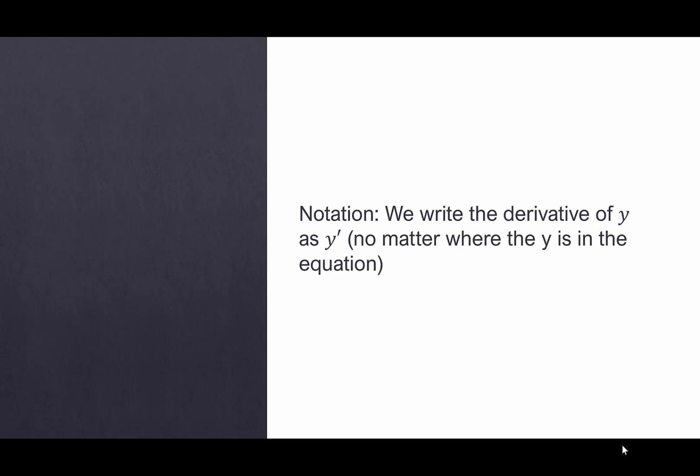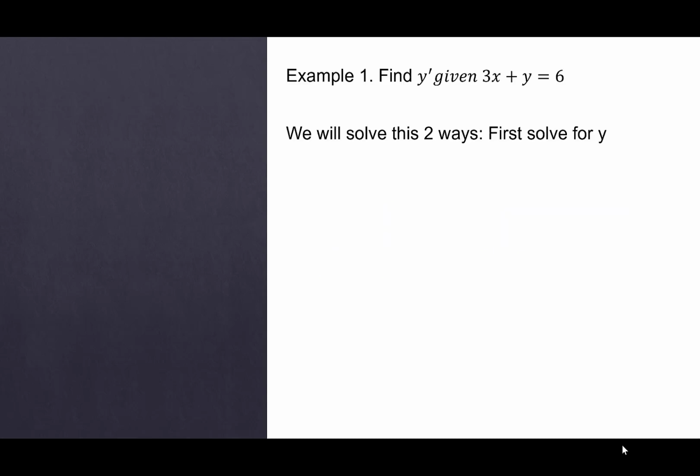Good news is our notation doesn't really change. We are going to write the derivative of y as y prime no matter where the y is in the equation. So if it's at the beginning or kind of mixed up in the middle, we're still going to write y prime every time we take the derivative of y. So we're going to do some examples where we'll do the derivative two ways.